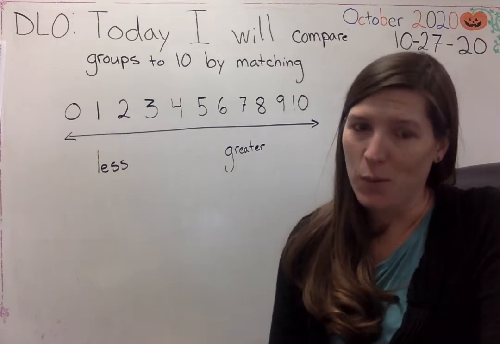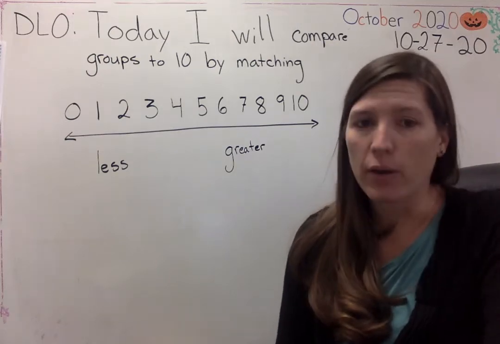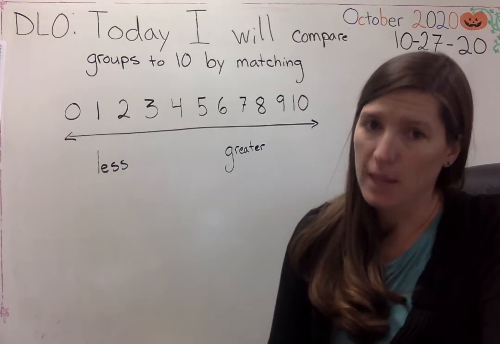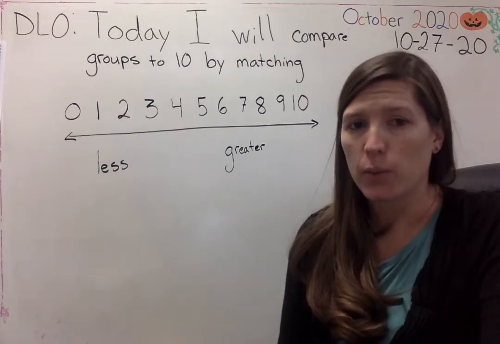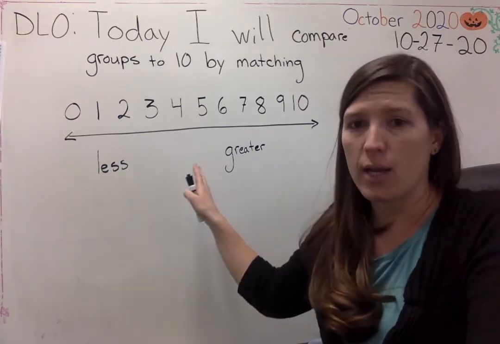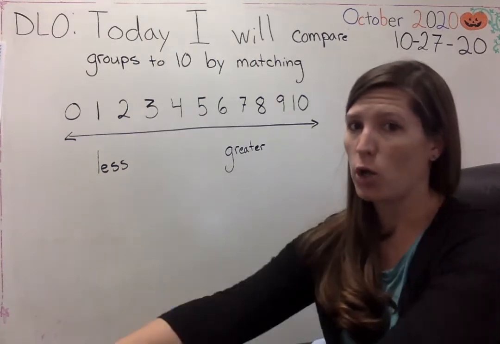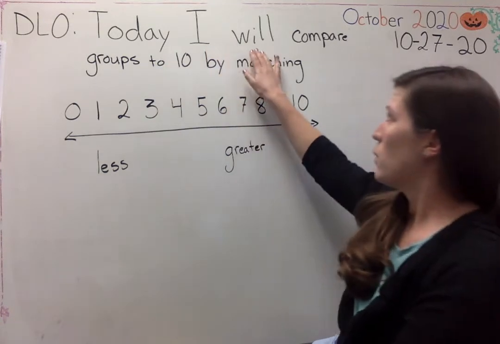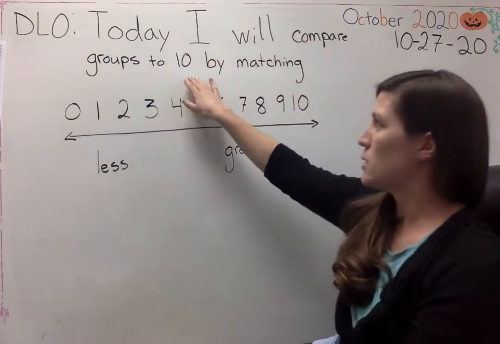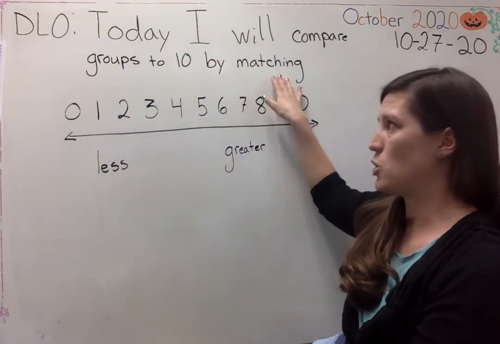In math today, we're going to begin comparing numbers between 6 through 10. So let's go over our DLO, then we'll talk about our number line, and we'll review the terms less and greater. So I'll go first. Today I will compare groups to 10 by matching.